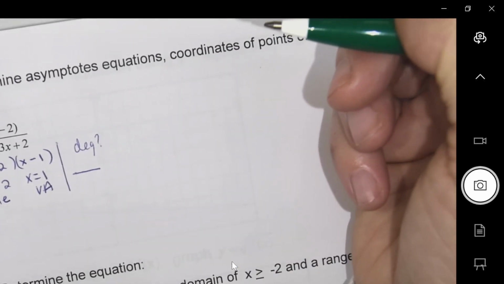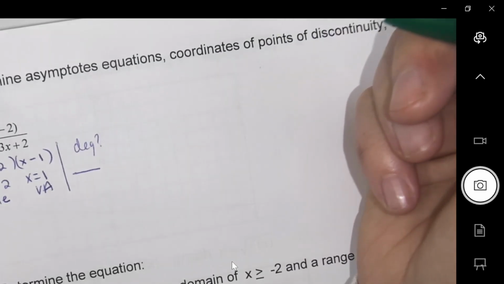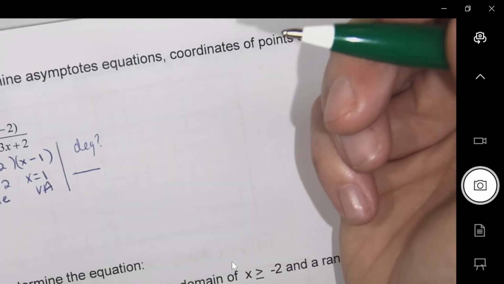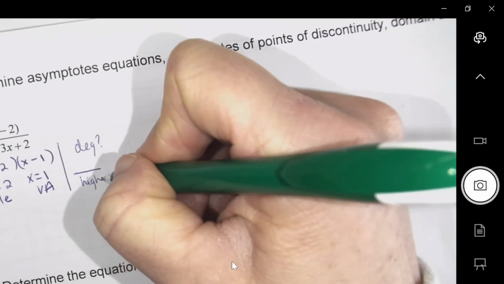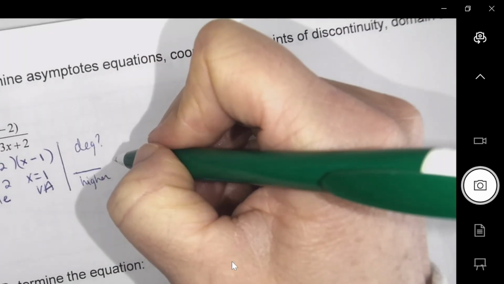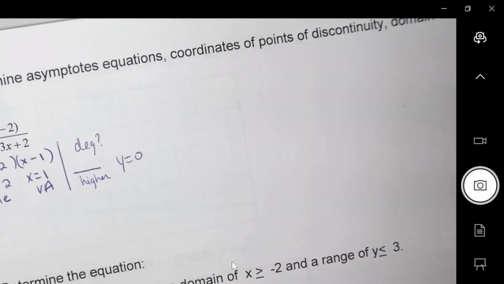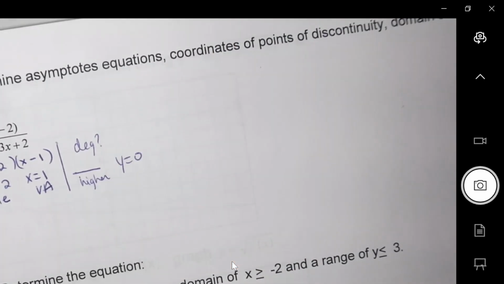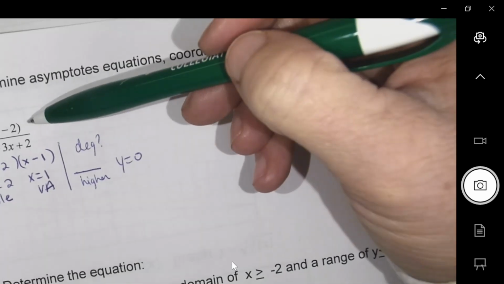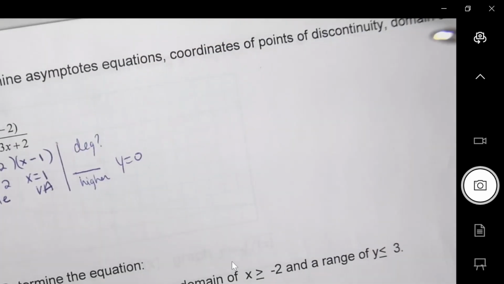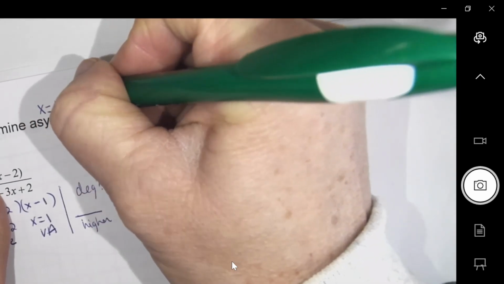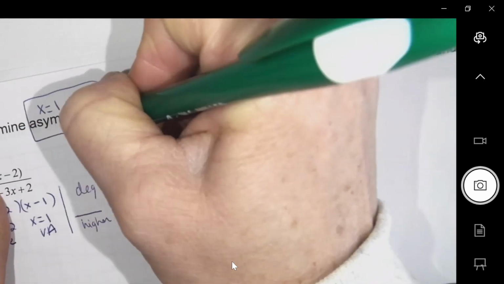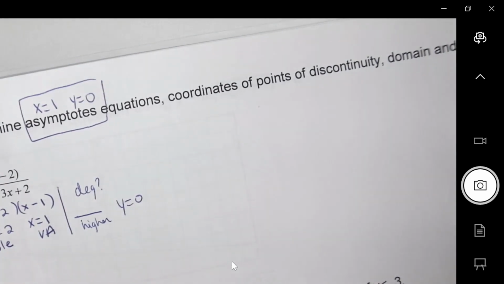When you're looking at the degrees, then what? There's more degree on the bottom, right? So y equals 0. This is just a 3x, and this is an x squared. Okay, so we have asymptotes of x equals 1 and y equals 0. Asymptotes are done.